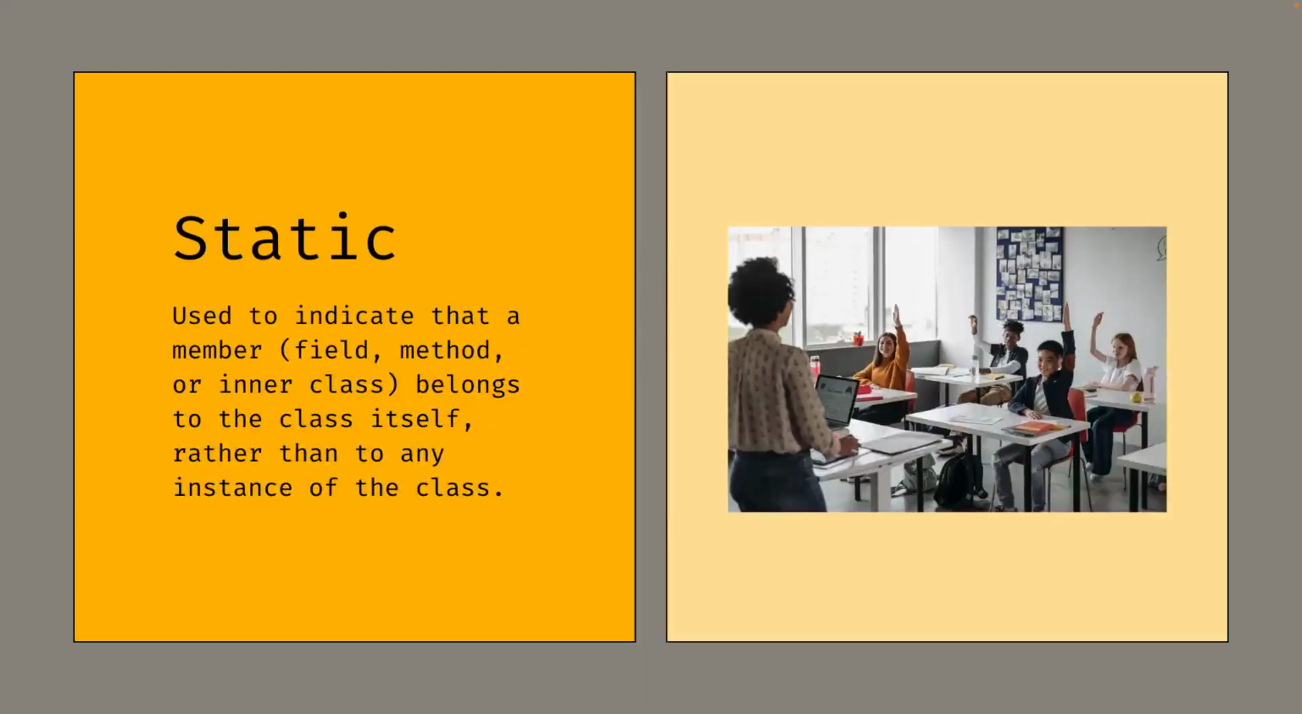Alright, so back to static. In Java, the static keyword is used to indicate that a member belongs to the class itself and not to an instance. And it might be hard to wrap your head around, so let's look at a non-code example.